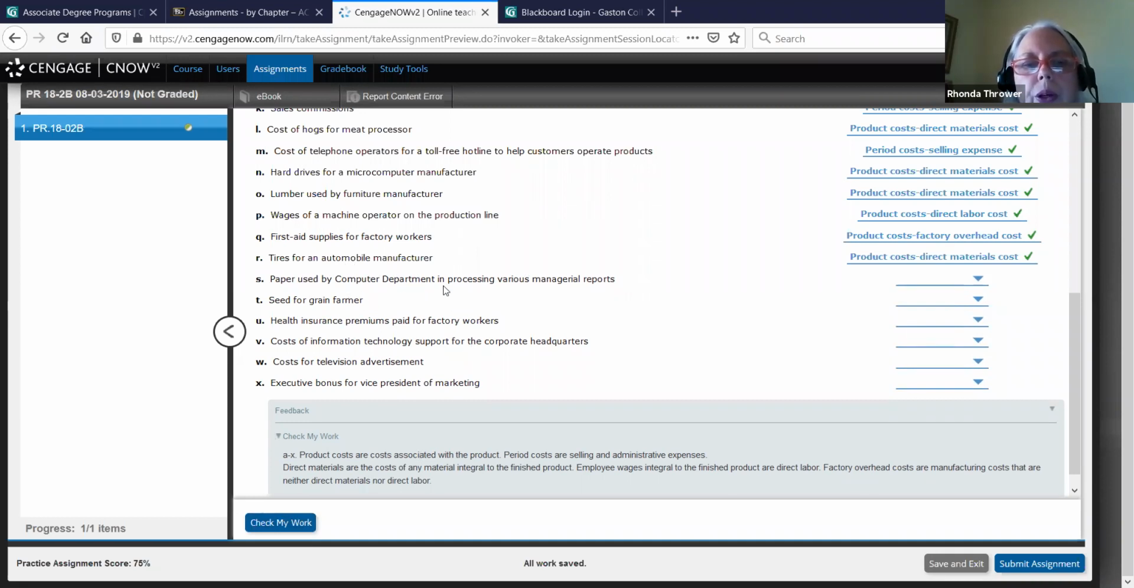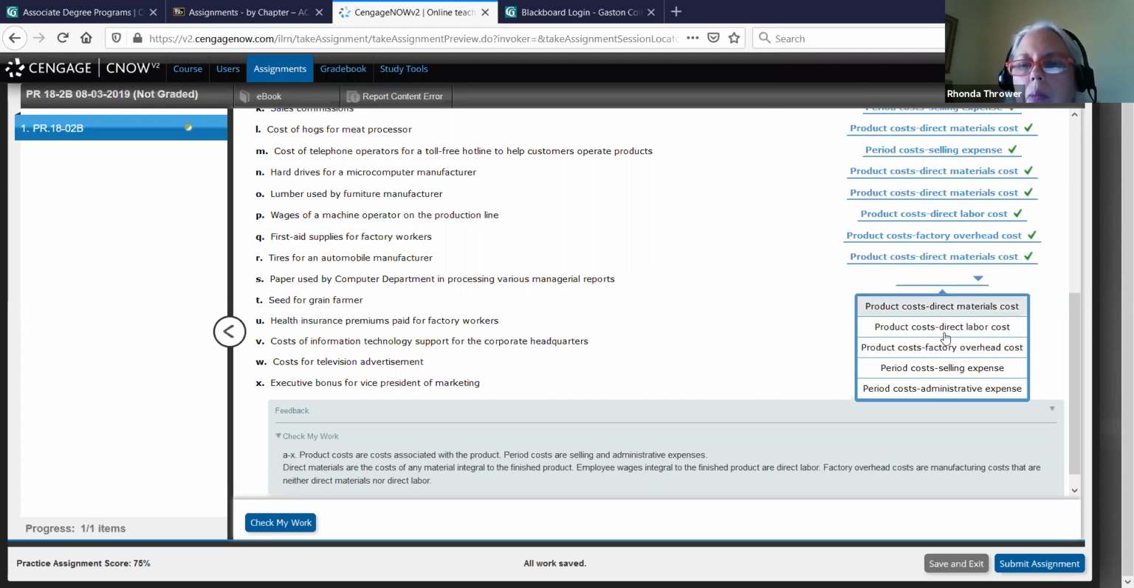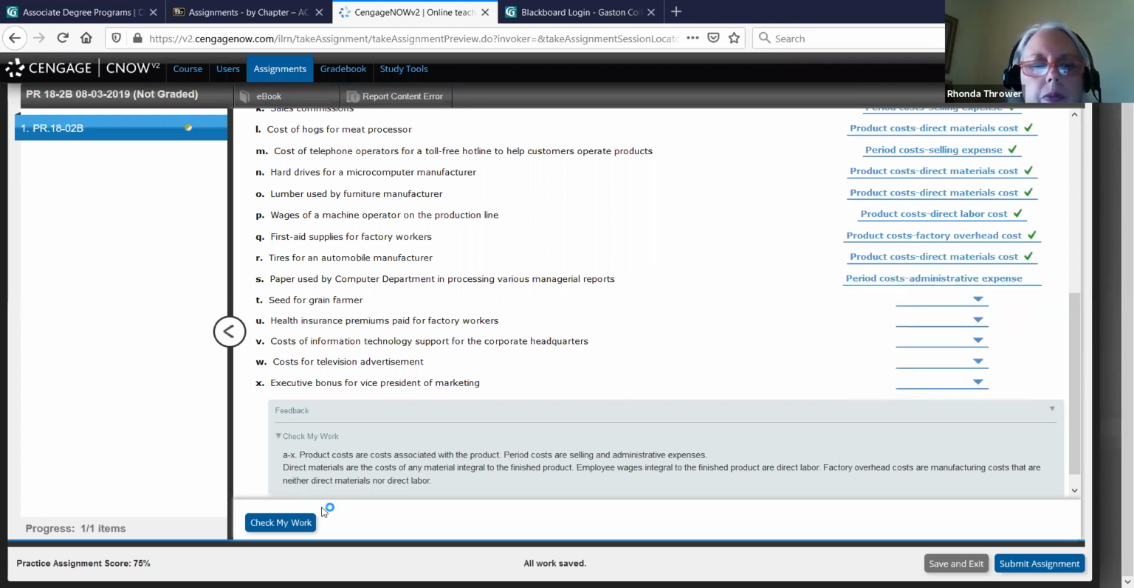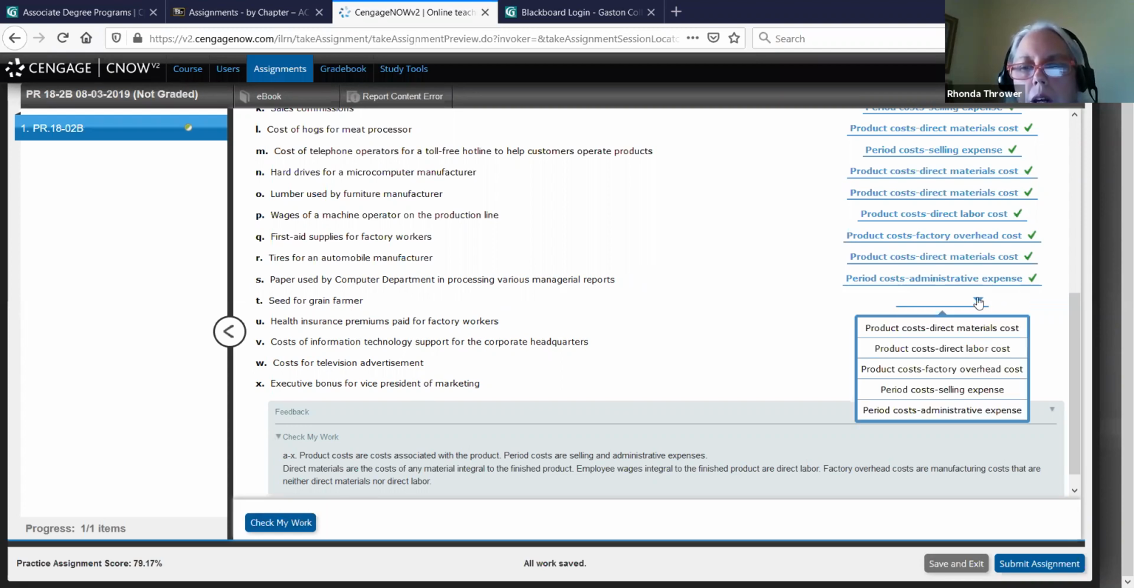Paper used by a computer department in processing various managerial reports. Managerial reports would be an administrative type of expense. And so this is going to be a period administrative expense. It's a period cost, in other words. The seed for the grain farmer is a direct materials, and this is part of the product cost.